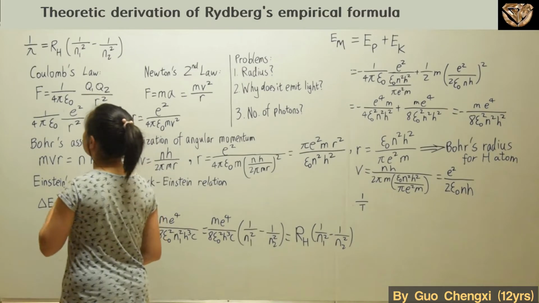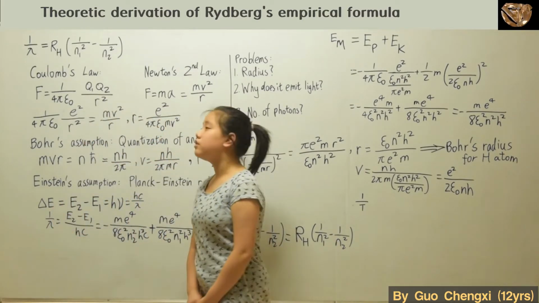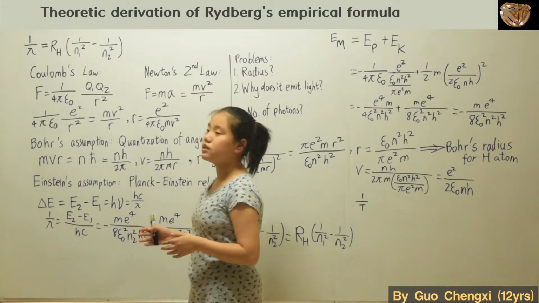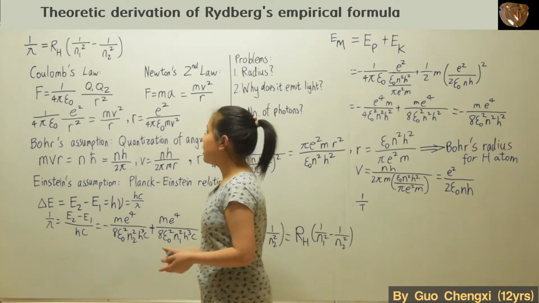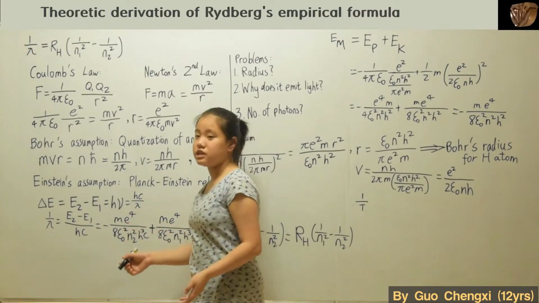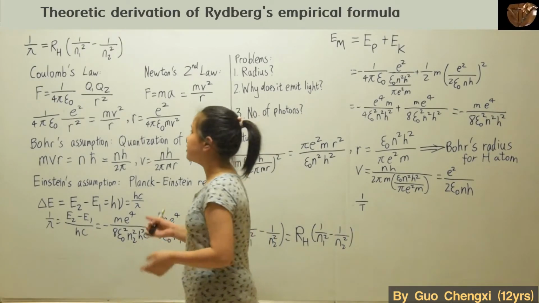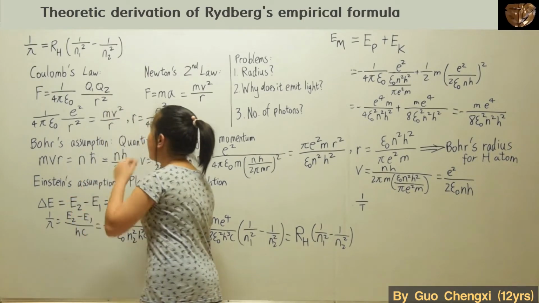Now moving on to the next part, RH, what is that? That is the Rydberg's constant for hydrogen. As you can see, the H below is for hydrogen. If it's helium or anything else, it will be He instead of H, and the subscript will change. And now moving on to N1 and N2.